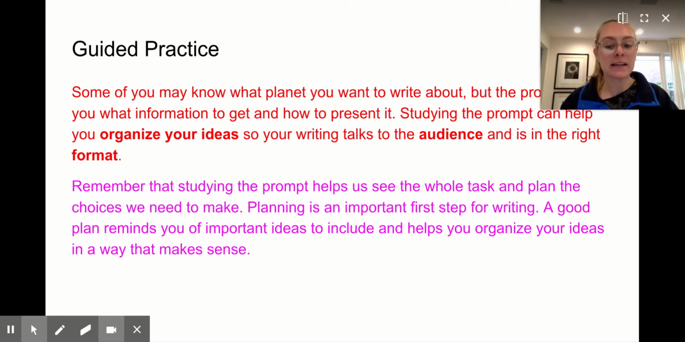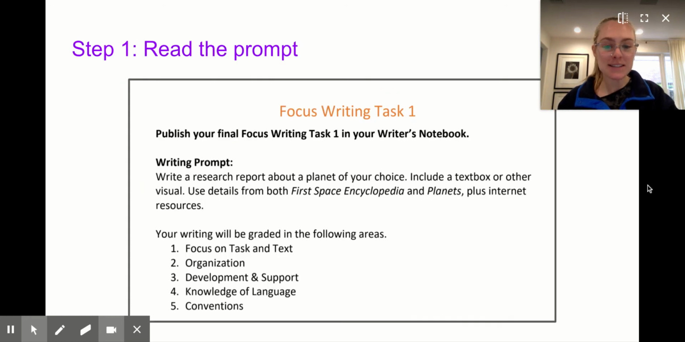A good plan reminds you of important ideas to include and helps you organize your ideas in a way that makes sense. So today we are planning and we are organizing our ideas so we can make sure that we have the best understanding of what we're going to be writing about. So let's go ahead and follow our 3 steps. Step 1 was to read the prompt. Oh my gosh, I'm so excited to share what our prompt is.